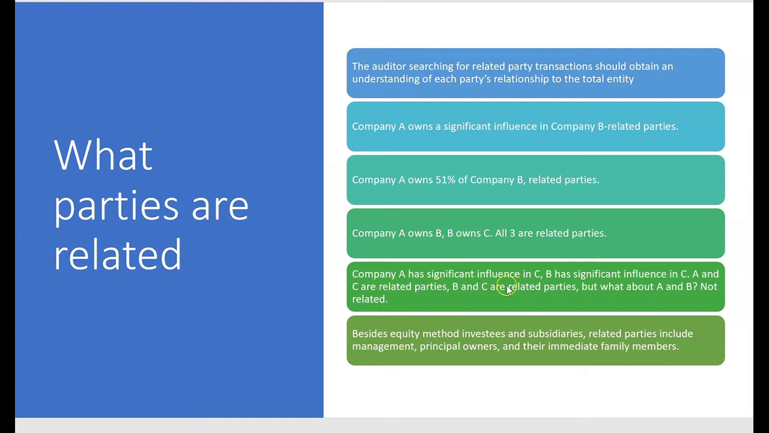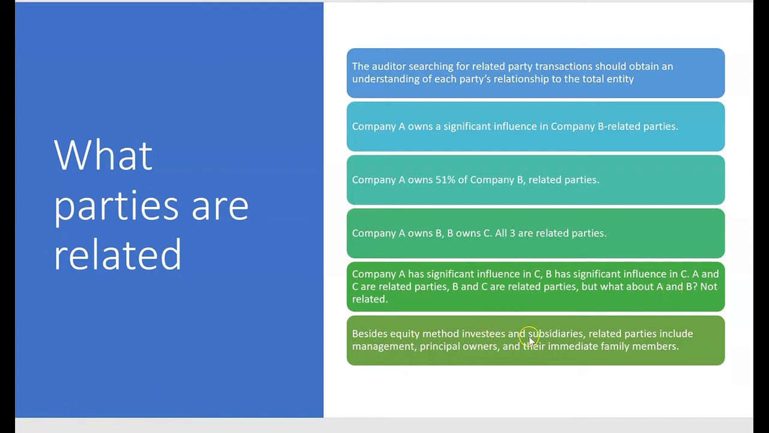Company A has significant influence in C. Company B has significant influence in C also. Remember, for significant influence, you only have to own 20 to 25%. So both A and B have a significant influence in C. So that means A and C are related, B and C are related, but what about A and B? They're not related.